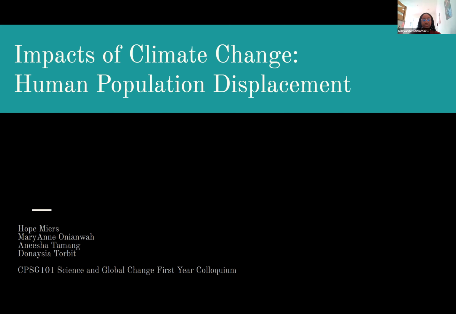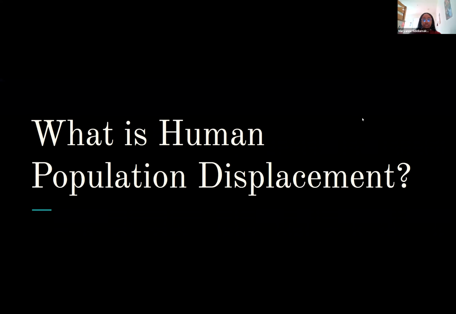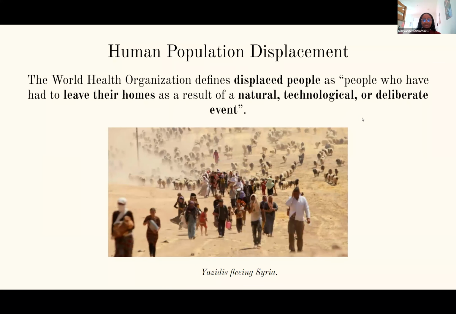And this is our Impacts of Climate Change project, Human Population Displacement. The World Health Organization defines displaced people as people who have had to leave their homes as a result of a natural, technological, or deliberate event. This includes internally displaced people who move within the country and refugees who have to cross international borders.